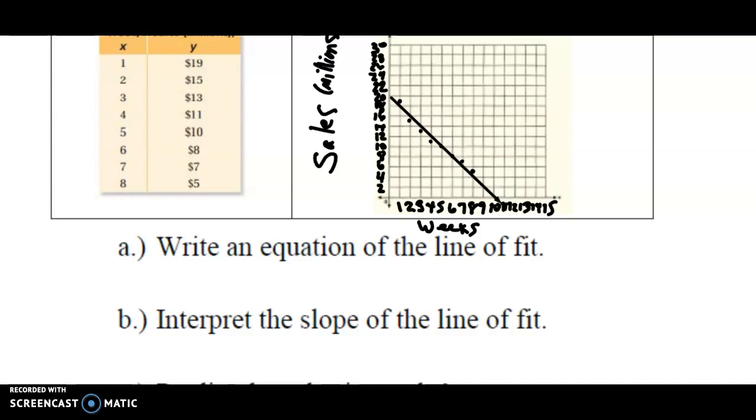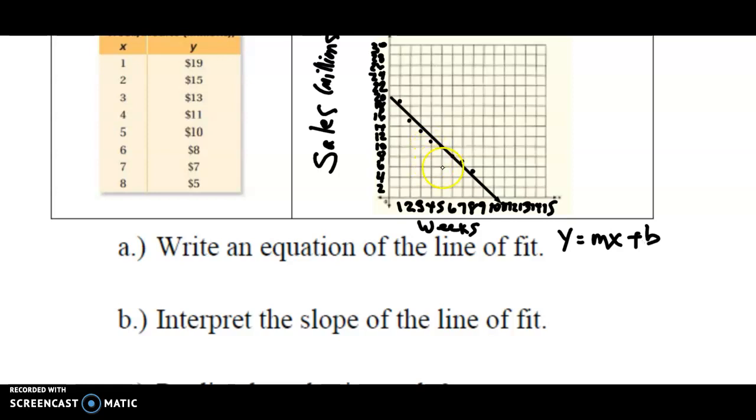Okay, now it's asking us to write an equation for the line of best fit. And when you write an equation in algebra, it's going to be in slope-intercept form. So we are going to try to get it into y equals mx plus b. First thing I need to do is find the slope.